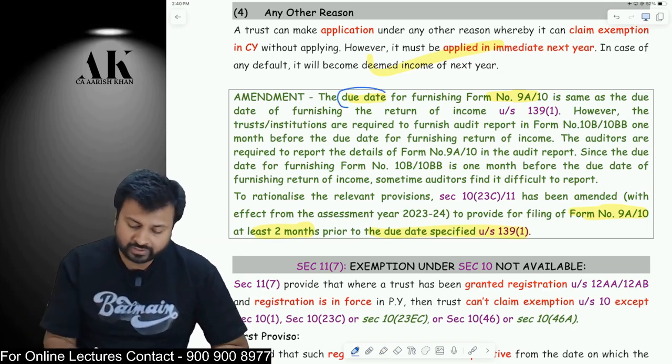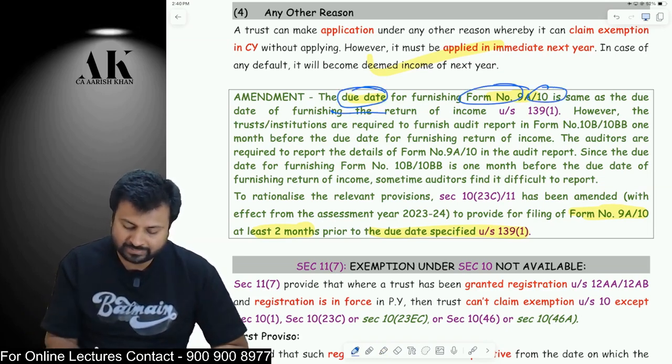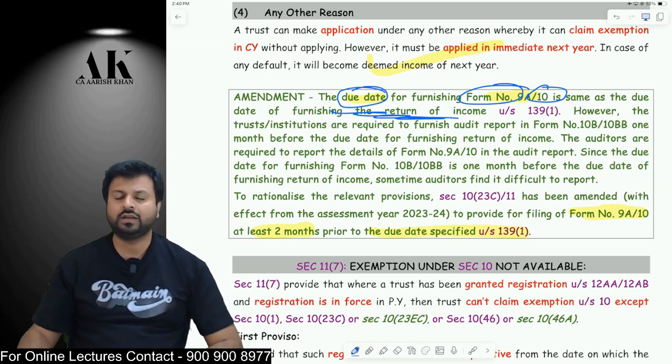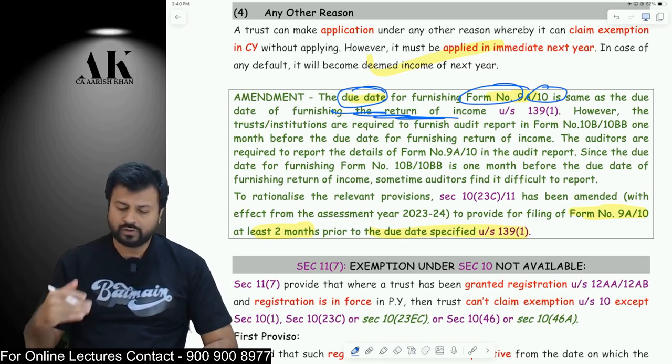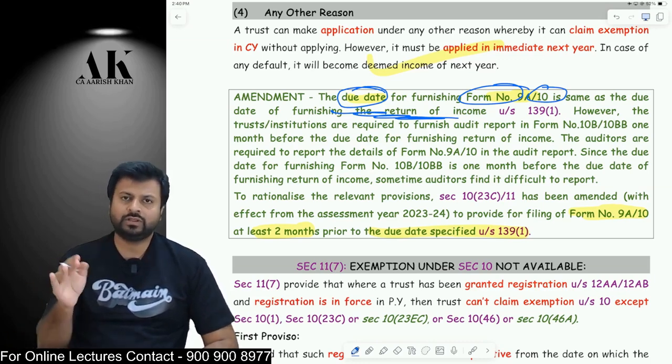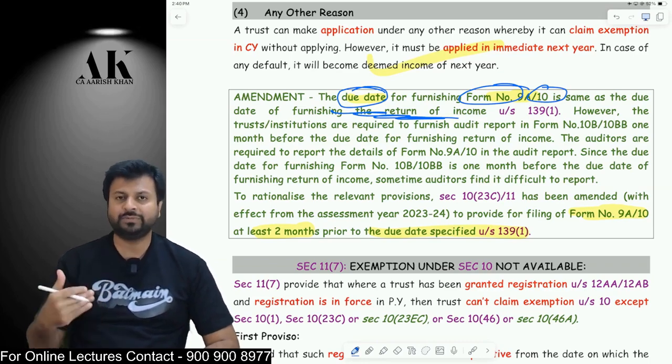Earlier, the due date for furnishing Form 9A and Form 10 was the same as the due date of filing of return under 139(1). So, whenever the trust will file the return, and the trust generally files the return on 31st of October, Form 9A and Form 10 used to be filed along with the return of income. But now the date of filing this form has been preponed by 2 months.